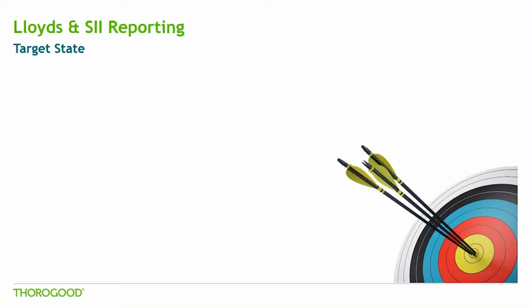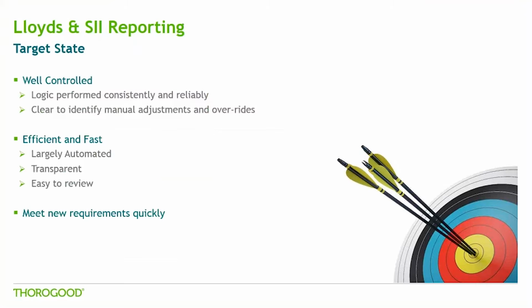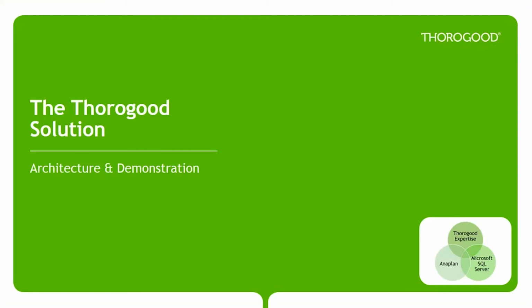Well, our target state is really the opposite of all that. We want it to be really well controlled, we want it to be fast and efficient, and we want it to be agile enough to go and adapt to the new requirements as and when they emerge. So how can we do that? Let's talk about our solution and how we think the components can deliver that type of result. So first off, let's look at the architecture.